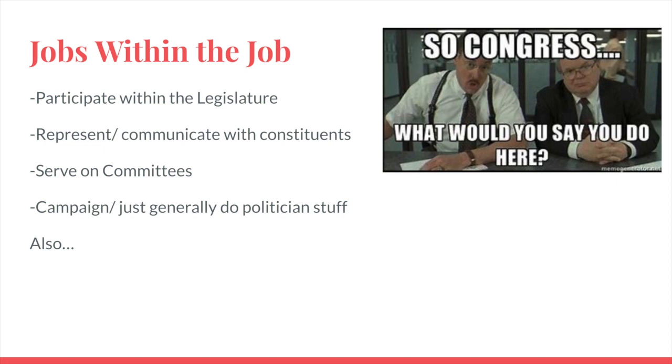Did you write a law? Did you go to a hearing? That participation within the legislature, that's what the job is. It's everything we covered in that bill making process we went over earlier.